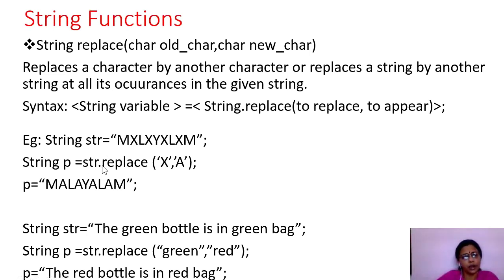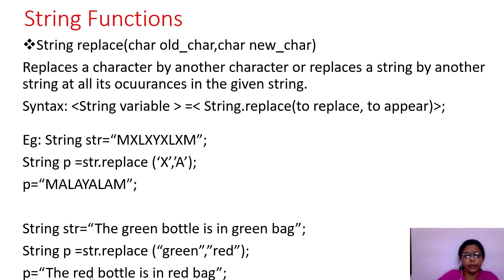So which is the string to be replaced? str. So str dot replace. What should I replace? The old character x should be replaced with the new character a. And where should that new string be placed? It should be placed in p. So that is again a string. Now you can see after I give this function, my p will be Malayalam. Here x has all been replaced with a. The same thing you can do, now I have replaced one single letter, and the same thing you can use for replacing one string with another string.